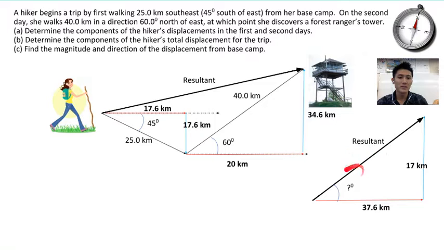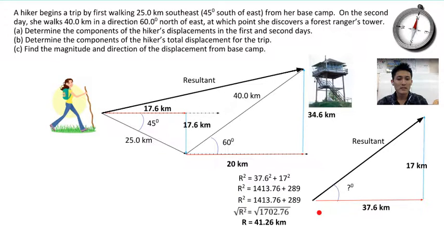However, we want to find the resultant: the magnitude and direction from the start all the way to the finish. How would we do that? We're going to use Pythagorean's theorem: a squared plus b squared equals c squared, where c is our resultant. We take these numbers, square both of them, add them together, and then take the square root to get our resultant of 41.26 kilometers. So this displacement would be a total of 41.26 kilometers.